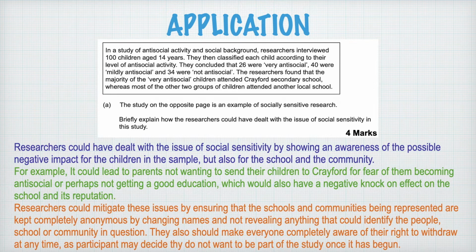I'm then going to finish off with a concrete way of dealing with those issues, and I'm going to draw on my knowledge of ethical issues and guidelines. Okay, so I'm going to talk about things like making sure that the people involved are anonymous, making sure that the community and the school is anonymous by changing names and not revealing anything that could identify the people or the community in question. I've also said a little bit about the right to withdraw as well, because participants might decide halfway through the study, once they actually realise what's going on and once they realise what's being asked of them, that they don't want to be part of the study anymore, and they need to be reminded that they have the right to withdraw at any point.